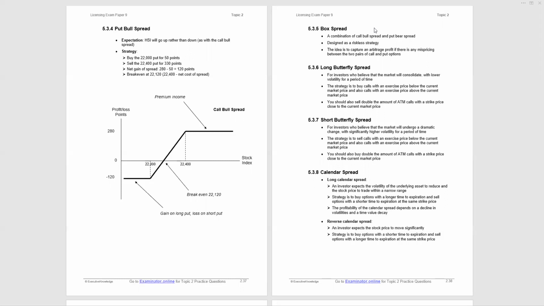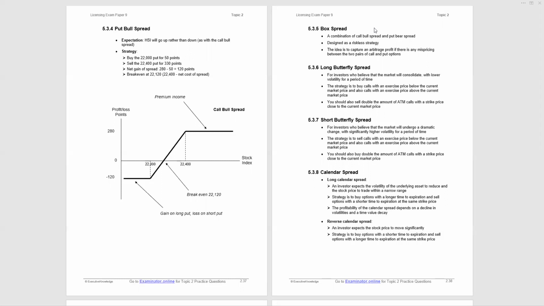Now, other spread strategies, we have the box spread, and that's a combination of a call bull and a put bear spread strategy, and you're looking to make an arbitrage profit. Two butterfly spreads. The long butterfly spread, you buy calls at two strike prices and you expect the market to remain stable. With a short butterfly spread, you sell calls at two strike prices and you expect the market to be volatile.